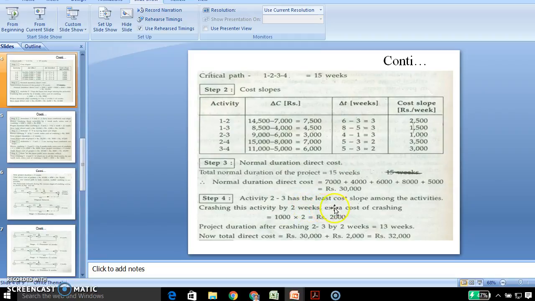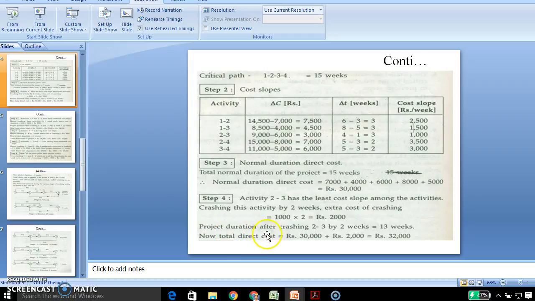Activity 2-3: now we should crash the activity by 2 weeks. The extra cost of crashing is how much? 1,000. We should multiply the weeks of crashing by the cost slope of that particular activity, which means 1,000 by 2 equals 2,000.